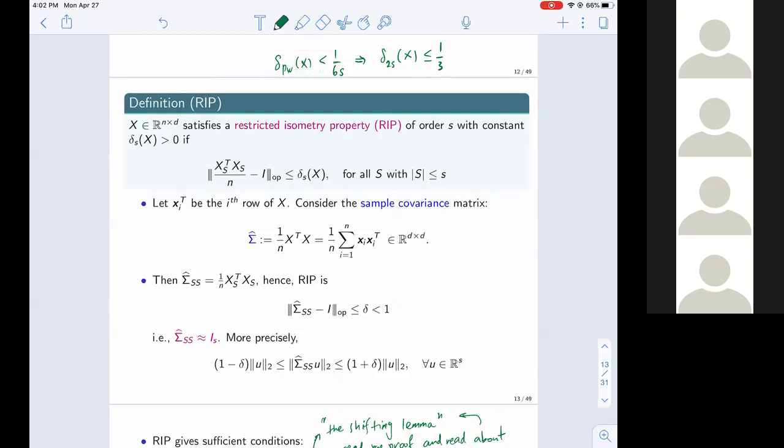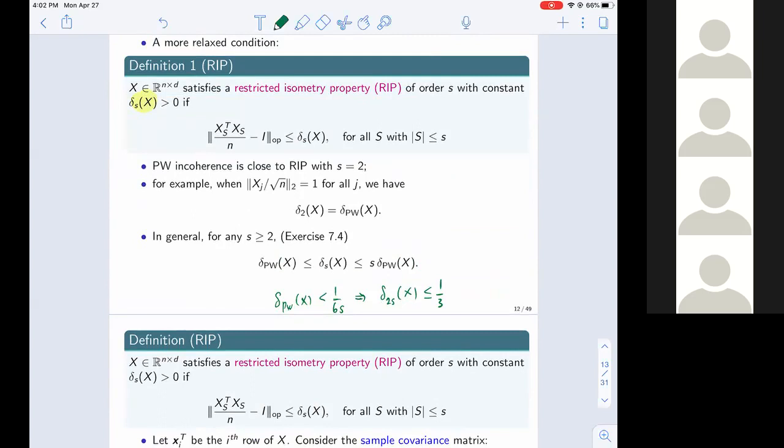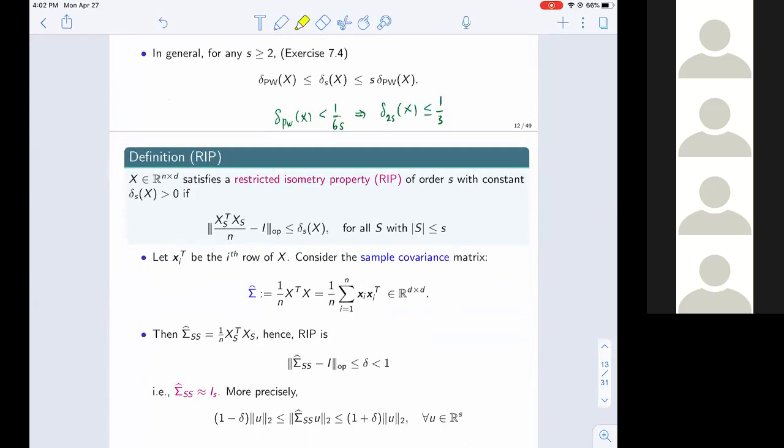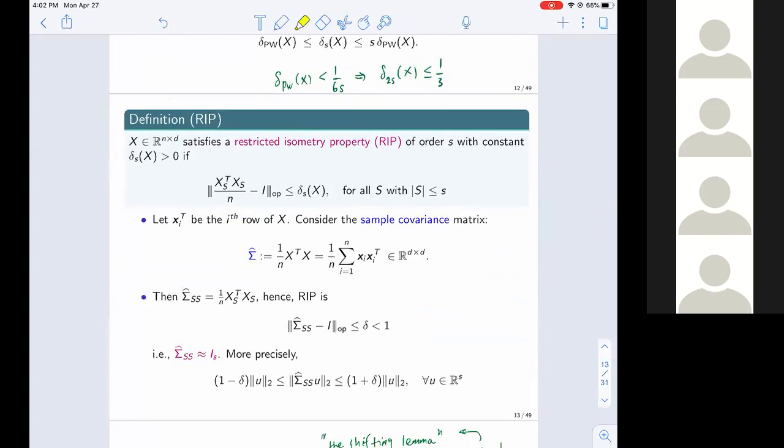Let me just add this and then ask for more questions. Another way of writing this condition, the RIP constant, is by defining the so-called sample covariance matrix. The design for us so far has been deterministic. We haven't made it random.